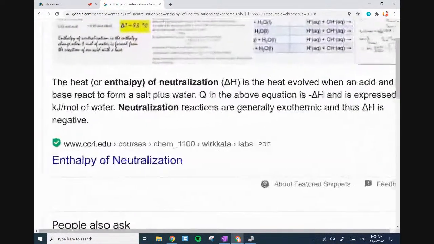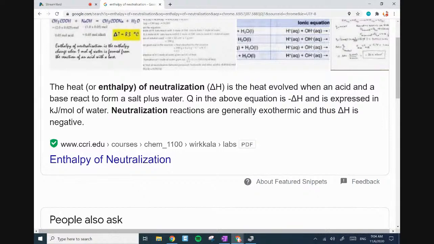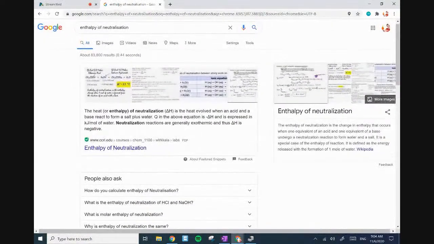Yeah, there we go. The heat energy or enthalpy. Oh, that's annoying. See, immediately incorrect. You can't say heat without the word energy. You can't say the word energy without heat in this scenario. So it's wrong immediately. The heat or enthalpy of neutralization is the heat evolved. No, it's the heat energy evolved when an acid and a base react to form salt plus water. And that's completely incorrect. What a load of garbage that is. Well done, internet. That's great.